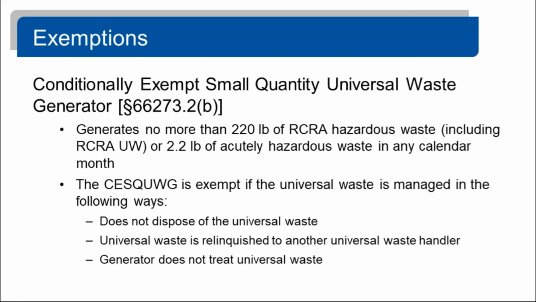So you can take it to another universal waste handler, you can take it to a household hazardous waste facility, and you cannot dispose of it yourself as long as you're not generating more than 220 pounds of RCRA hazardous waste and RCRA universal waste. This is the category you are identified as a conditionally exempt small quantity universal waste generator.